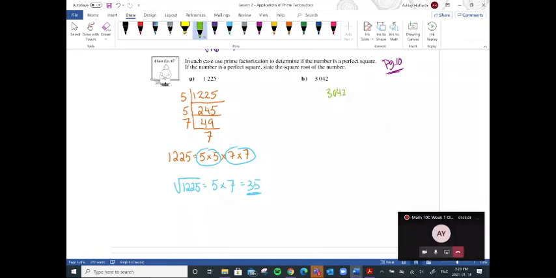So 3042. It's even, so let's take out a 2. That leaves 1521. It's not even, so I can't divide that by 2. But if I add the digits together, 5 and 1 is 6, 8, 9, it should be divisible by 3. So that gives 507. Again, add the digits together, we get 12, which should be divisible by 3 again. That gives 169. And I think I'll be able to take out a 3 again.